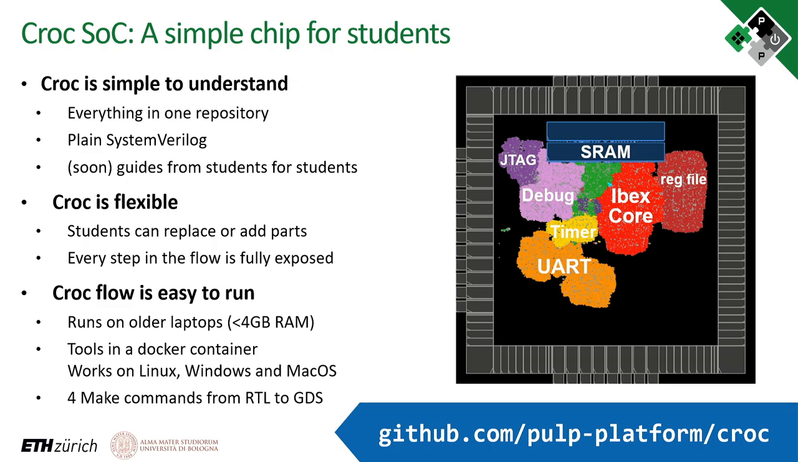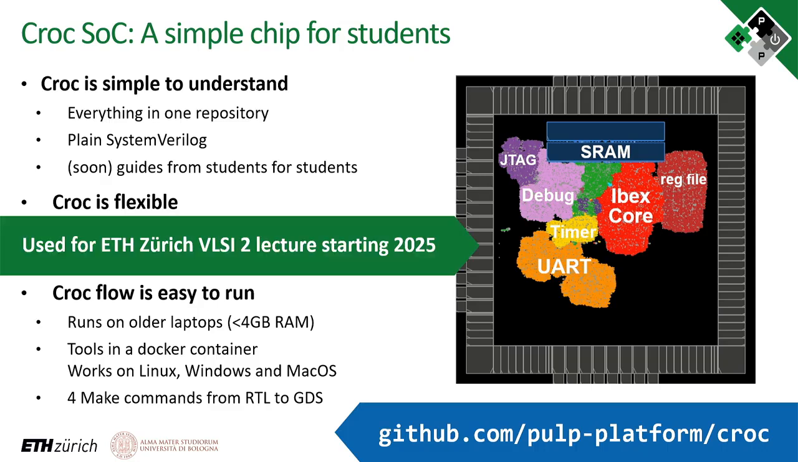And the last thing is that it is easy to run. It runs on older laptops. It uses less than 4 GB of RAM peak. It runs in a Docker container, so it should work on every operating system. And the main flow is completed with just 4 make commands and I think about 8 script files behind it. And we will actually use this for our VLSI 2 lectures starting next year. And the idea is that each year we take about 4 to 5 student designs and then actually produce them with IHP.